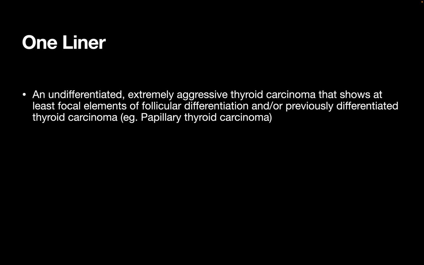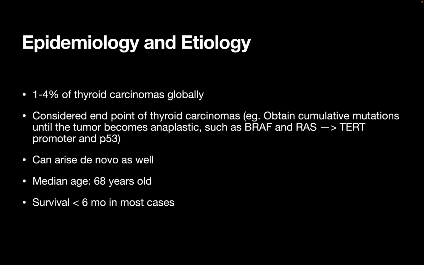Anaplastic Thyroid Carcinoma. One liner: it's an undifferentiated, extremely aggressive thyroid carcinoma that shows at least focal element of follicular differentiation and/or previously differentiated thyroid carcinoma, for instance, papillary thyroid carcinoma. The epidemiology and etiology. It represents 1 to 4% of thyroid carcinomas globally. It's considered the end point of thyroid carcinomas.